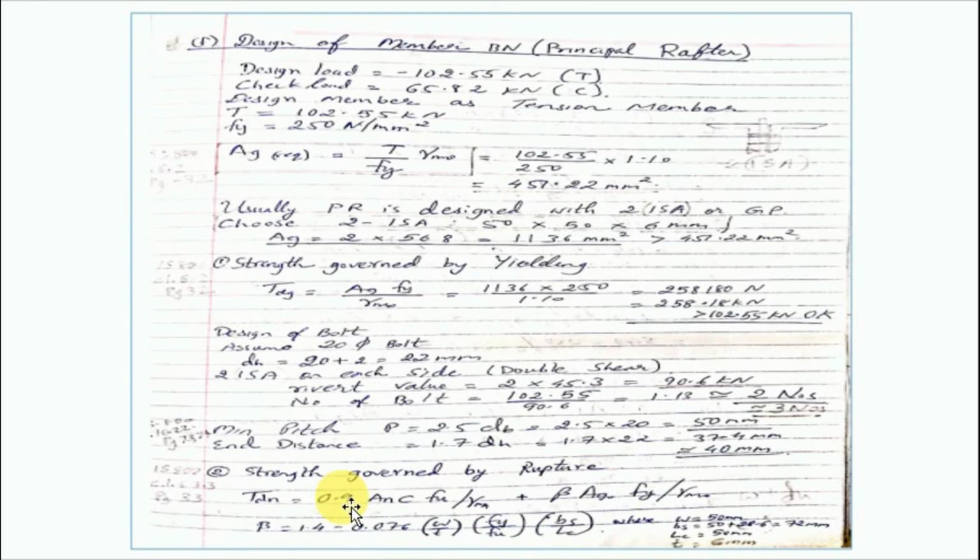Now we'll be calculating strength governed by rupture. It is given on page number 33 of IS 800, clause 6.3.3. TDN equal to 0.9 ANC FU by gamma M1 plus beta AG FY by gamma MO. This formula is used for governing the rupture.